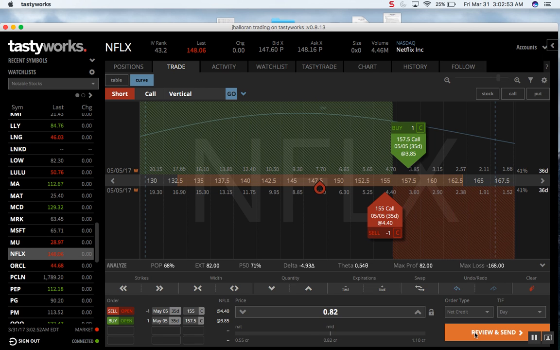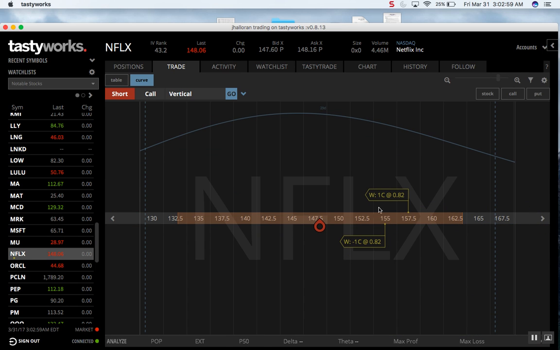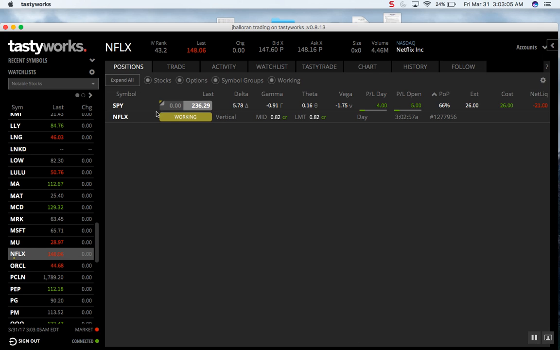review and send, and then send order. And right now you'll see that it's working. When it fills, it'll show up under positions right here. It's not going to fill anytime soon because it's 3 in the morning right now, but you get the idea.